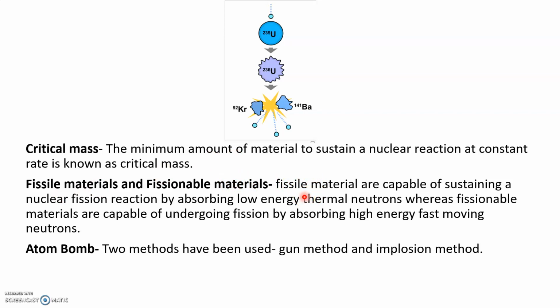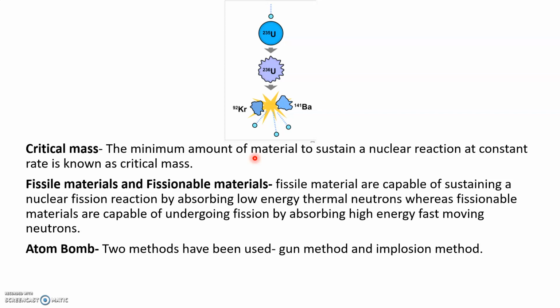Fissile materials are capable of sustaining a nuclear fission reaction by absorbing low energy thermal neutrons. Here, the neutron is a low energy thermal neutron. If it is bombarded on uranium-235, it can split. But in the case of fissionable material, the energy of the neutron should be very much higher, that is, it should have a much greater kinetic energy. Fast moving neutrons, or high energy neutrons, are required for the nuclear fission reaction. Such materials are called fissionable materials.